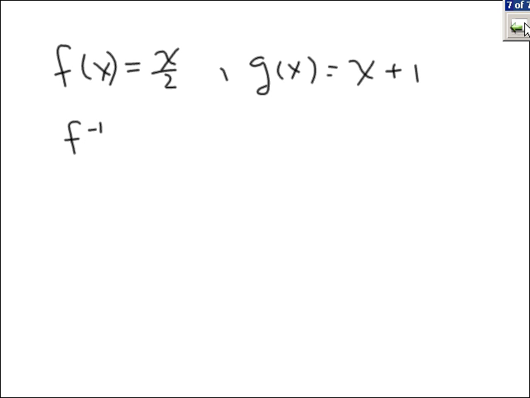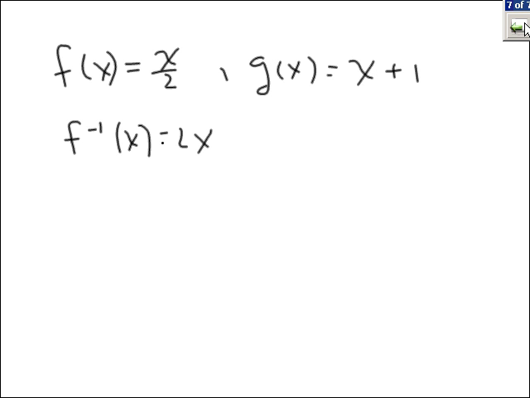Suppose you're given f of x is equal to x over 2, and g of x is equal to x plus 1. Well, to undo dividing by 2, you multiply by 2. That is the inverse of f.